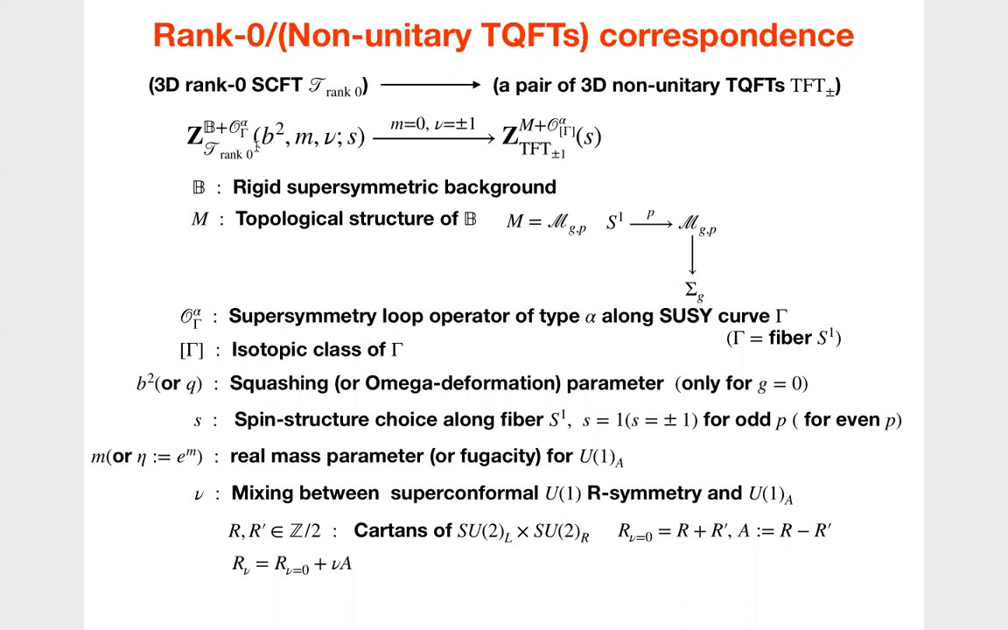So in the rank zero theory case, the most general supersymmetric partition function can be written in this form. It depends on the choice of the supersymmetric background, and the choice of the squashing parameter when the genus is zero. In this case we can also turn on the real mass parameter and the mixing parameter, and it also depends on the spin structure. This is the most general structure of a supersymmetric partition function for rank zero N=4 CFTs.